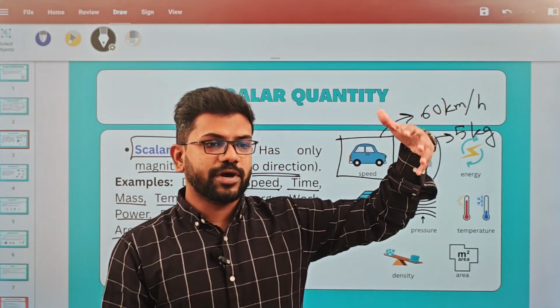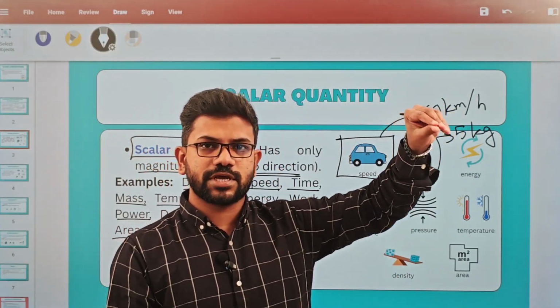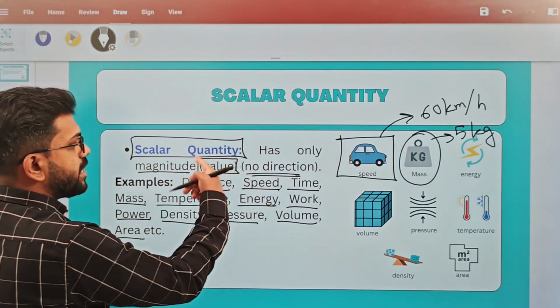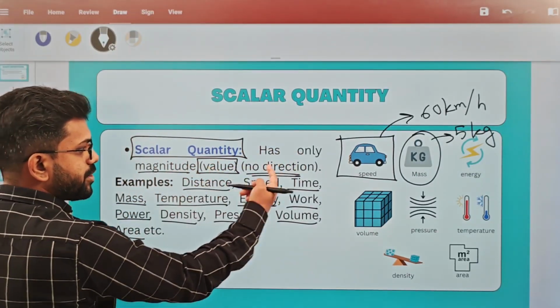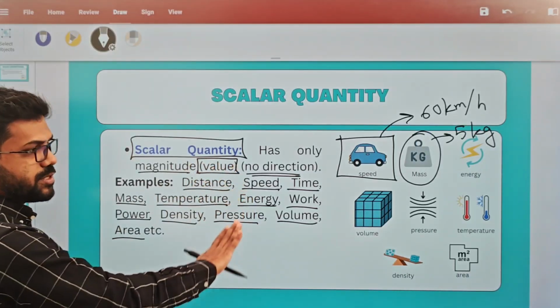Okay, so in the exam they might ask you to write the definition of scalar quantity and some examples. You can define that scalar quantities have only magnitude or value and they don't have any direction, and you can list some examples from here.